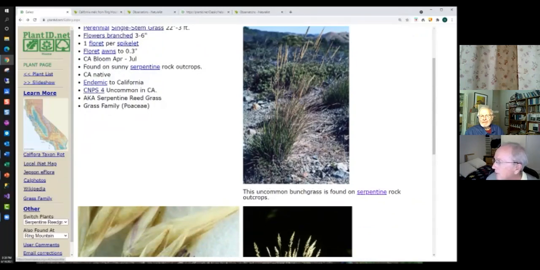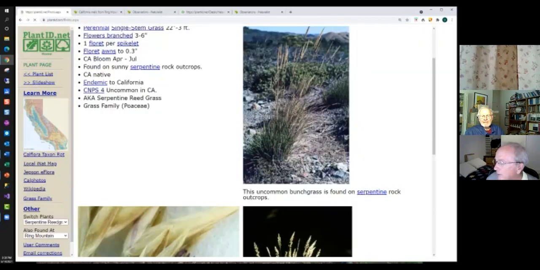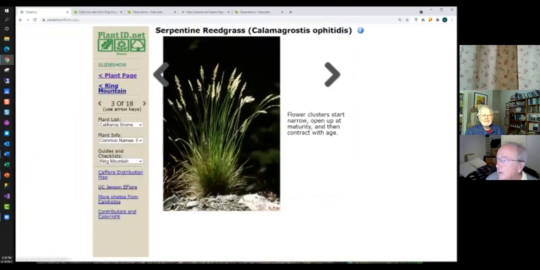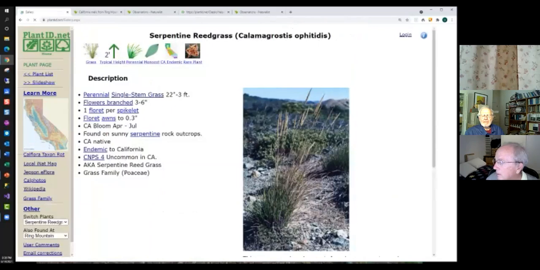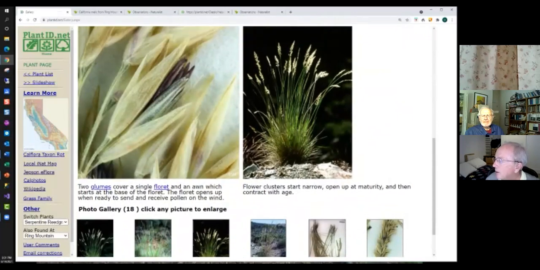So if you want to learn about serpentine, you can go there and go through the glossary article on serpentine. Whoops, didn't want to do that. Two glumes cover a single floret and an awn, which starts at the base of the floret. The floret opens up when ready to send and receive pollen on the wind. Flower clusters start narrow, open up at maturity, and then contract with age. So here we see them opening up. They're going to get a little wider. And then as they get old, they're going to become more dense again.